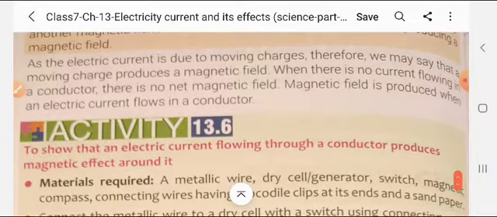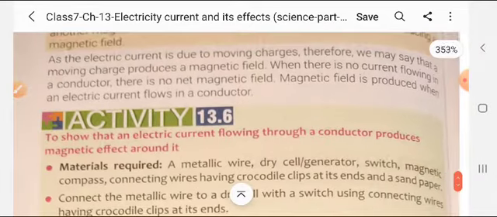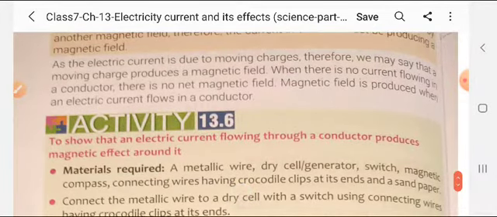As the electric current is due to the moving charges, therefore we may say that a moving charge produces a magnetic field. When there is no current flowing in a conductor, there is no net magnetic field. That means through a circuit, when a current flows, surrounding the circuit there is a magnetic field created. When there is no current flowing in the conductor, there is no magnetic field. So magnetic field is produced when the electric current flows in the conductor.